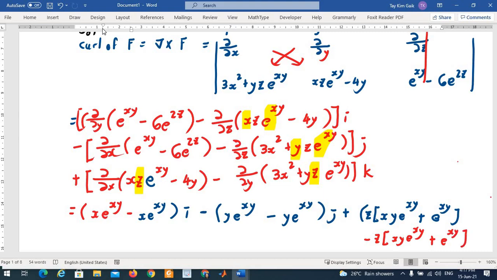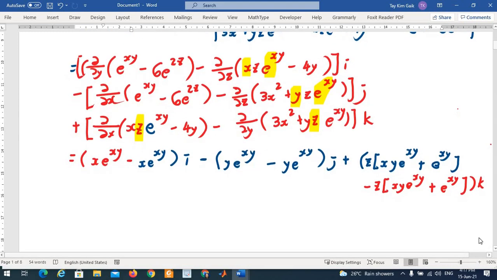This one is component k. If you cannot fit it on one line, then for ∂/∂x of z e^(xy), you do it separately. But here I got limited space. Then you prove it.